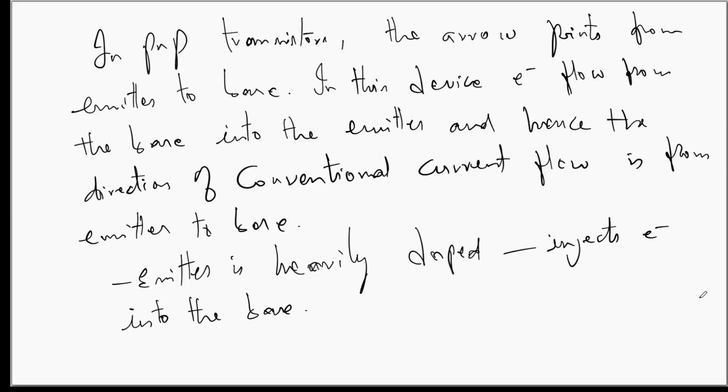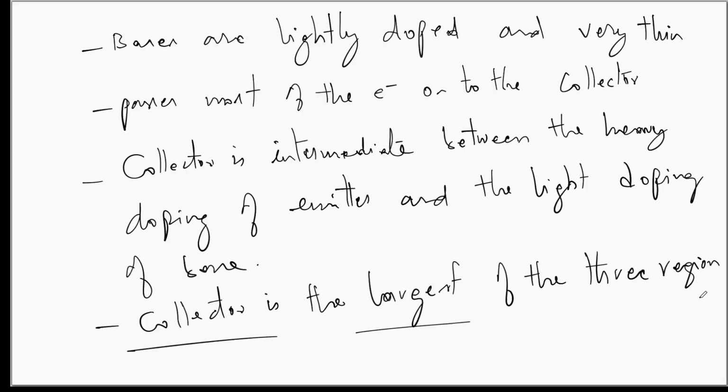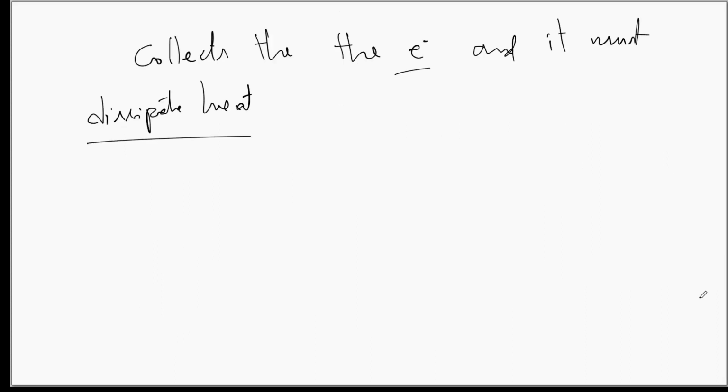The emitter is always a heavily doped region in a transistor, and its purpose is to inject electrons into the base. The base in a transistor is a lightly doped region, and it is the thinnest region, and it passes most of the electrons onto the collector. The collector is intermediate between the heavily doped emitter and the lightly doped base. So its doping is somewhere between that of the emitter and the base. The collector is the largest region in a transistor. The job of the collector is to collect the electrons, and it must also dissipate the heat that is generated in a transistor. Thank you.